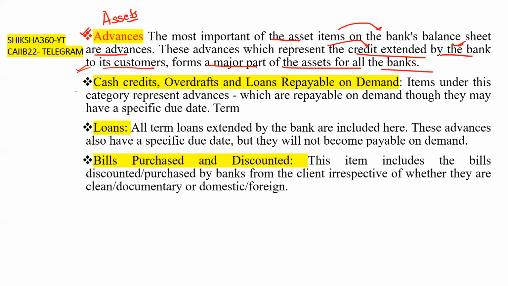First one is cash credits, overdrafts and loans payable on demand. Second one is loans. Third one, which we have to discuss here, is bills purchased and discounted.